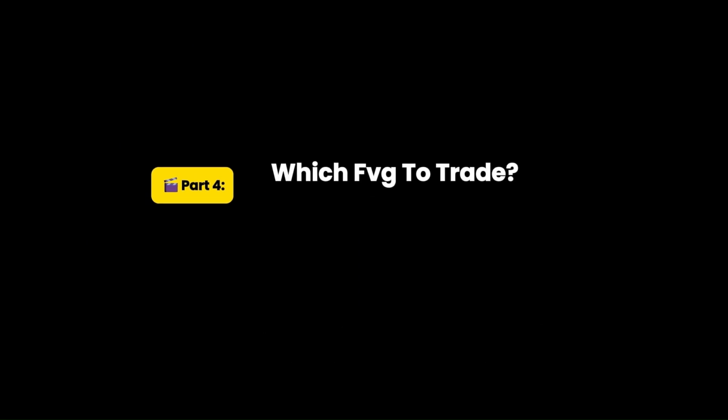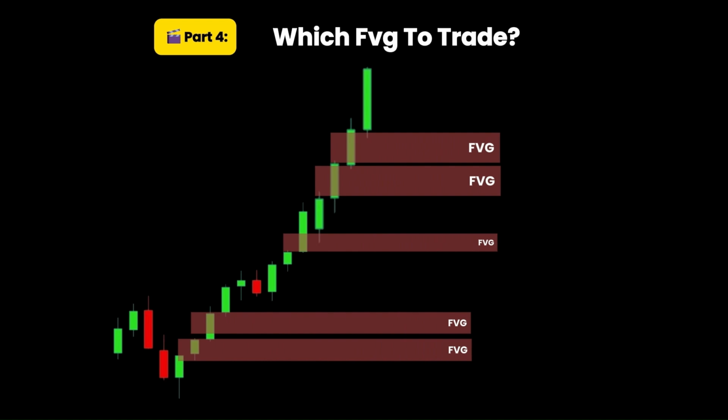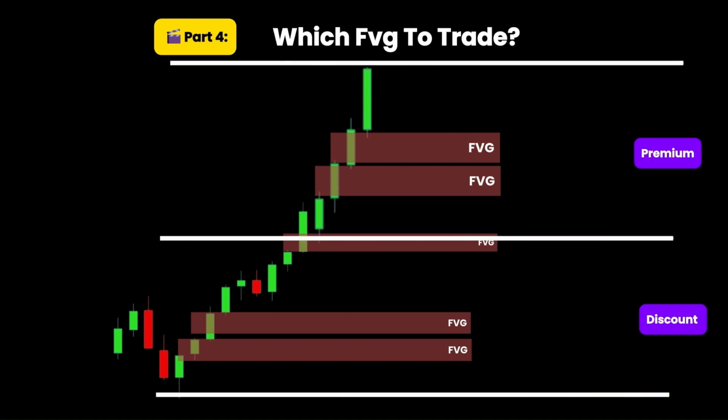Part 4, answering the first question. Which FVG to trade? Now, let's finally discuss that first question I asked you at the start. If there are multiple FVGs forming in the same leg, how do we decide which one to trade? Whenever you see this pattern on the chart, the first thing we do is mark the premium and discount zones.